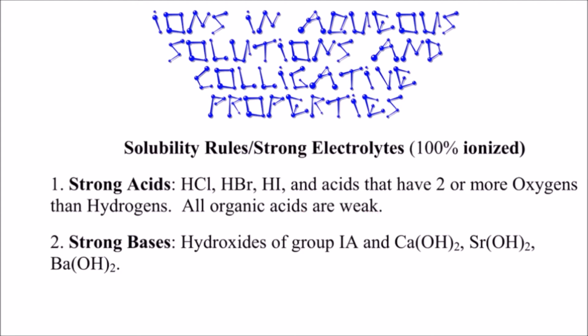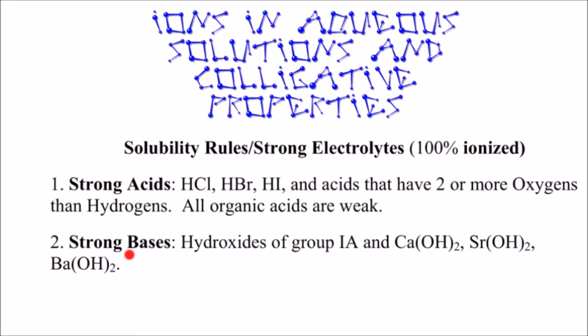Any organic acids are weak. Remember, organic means carbon containing. So this one here would be something like sulfuric acid. So here we have 4 oxygens and 2 hydrogens. That means we have at least 2 more oxygens than we do hydrogens. So this is a strong acid.